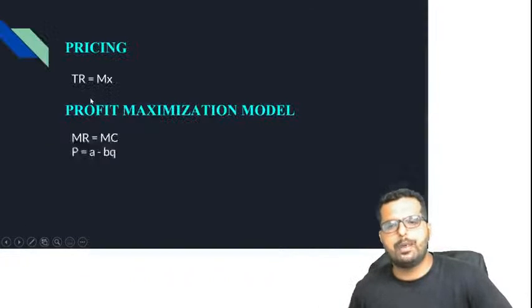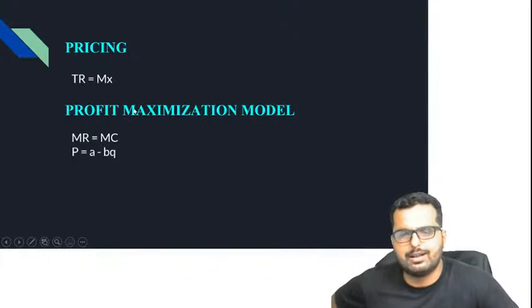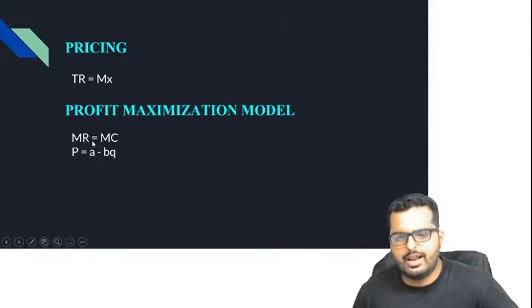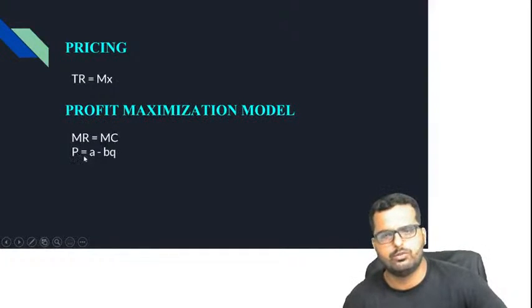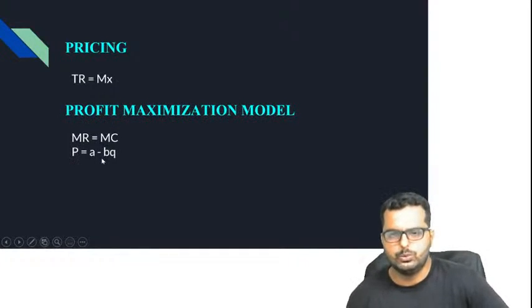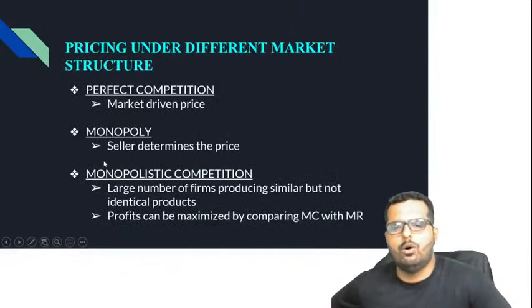Now pricing, the first one we are starting with is the profit maximization model. This is something we just learned now. We learned that MR is equal to MC, marginal revenue is equal to marginal cost, and price is found using the formula A minus BQ. Am I right? Okay, so this part is something we already learned. Let's not write this down. This is something we have to learn now.